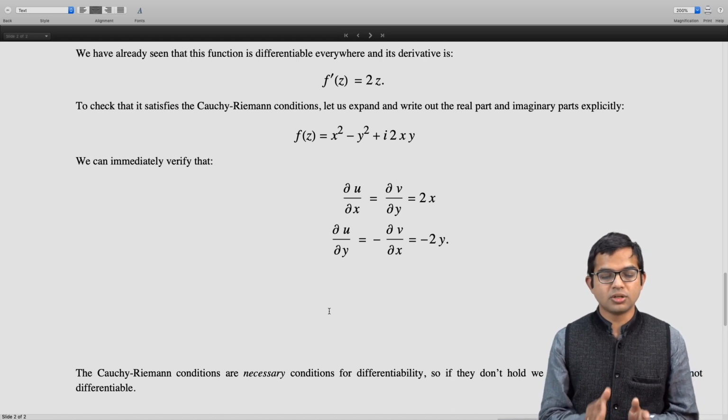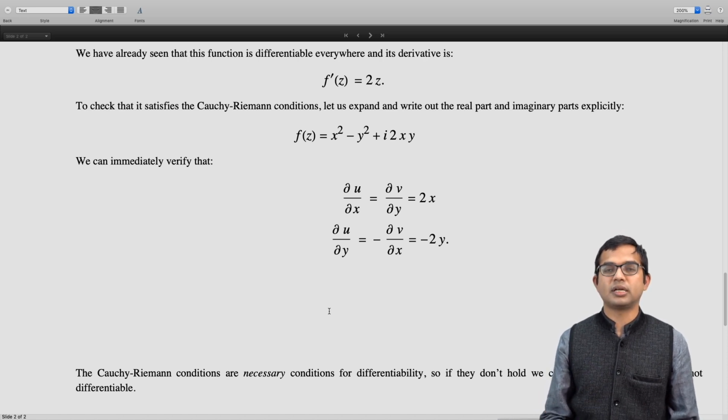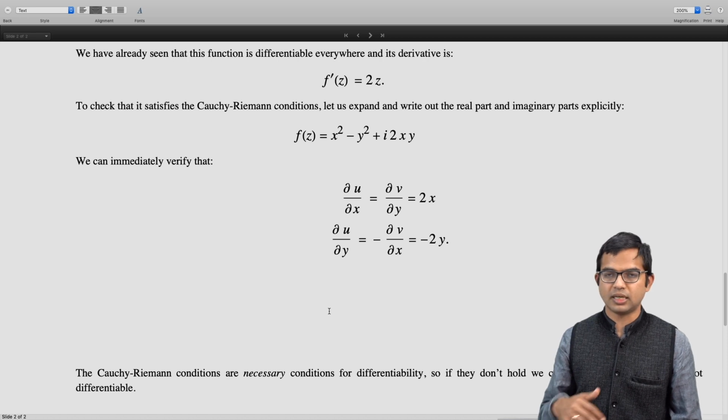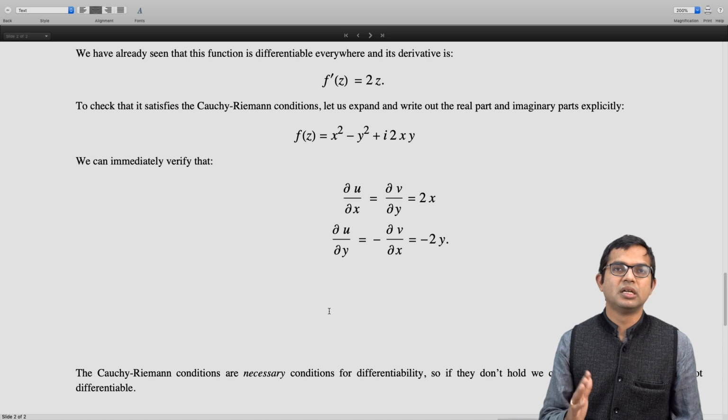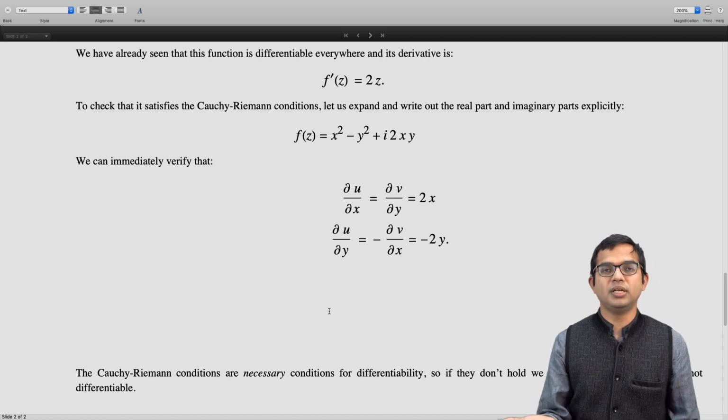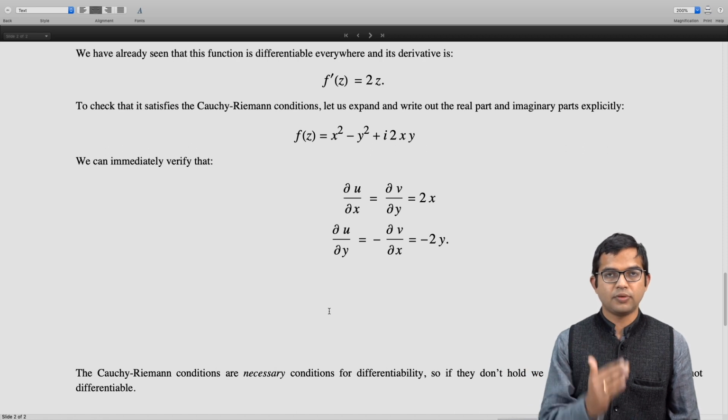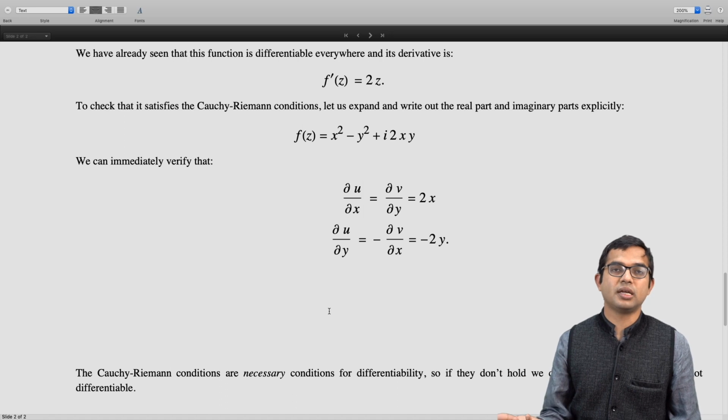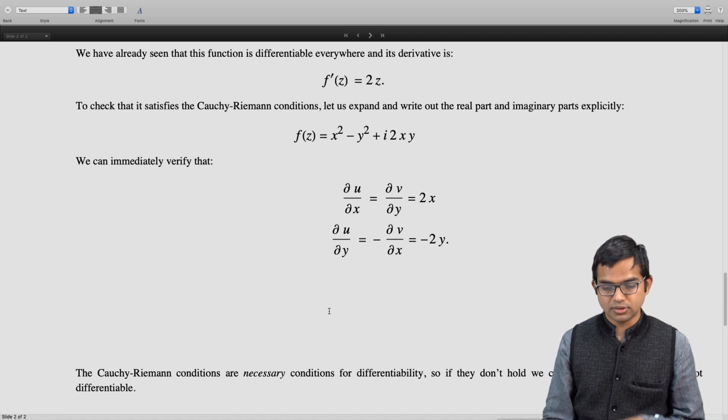But because they are necessary conditions for differentiability, what it implies is that if a function does not satisfy the Cauchy-Riemann conditions at any point, then for sure it's not differentiable. This is like: if A implies B, then not B implies not A. So if a function is differentiable, then the Cauchy-Riemann conditions hold. That is the same as saying if the Cauchy-Riemann conditions don't hold, then it's not differentiable.